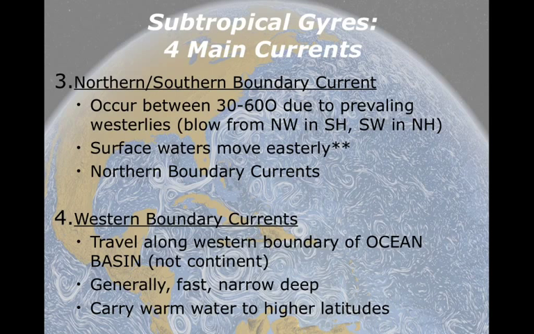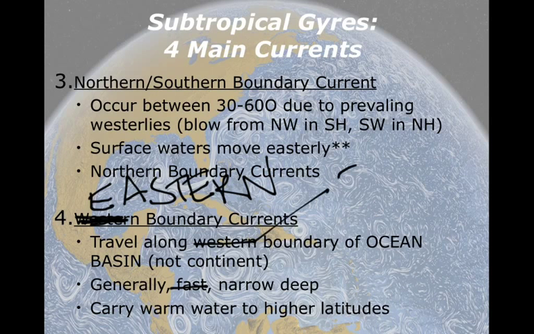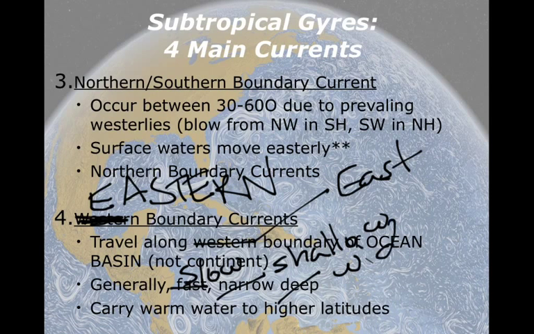There's a typo here. This should say eastern boundary current. Big typo. Let's fix it right now. Draw a line. This should say eastern boundary current. Let's fix this. They are also slow. Let's add all of this. They are in the east boundary of the ocean. They are slow. They are shallow. And they are wide. And they don't carry warm water, they carry cold water.